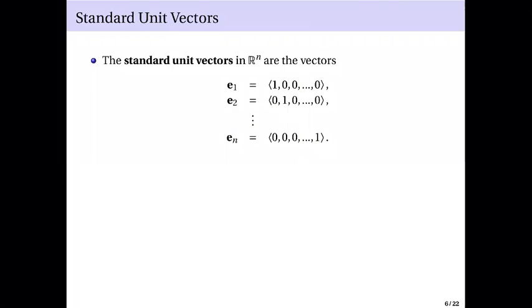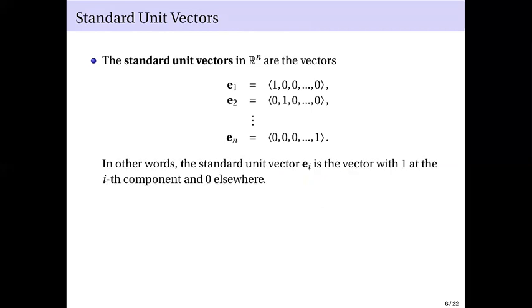So this means the standard unit vector Ei is the vector with 0, dot, dot, dot, then 0, 1, 0, dot, dot, dot, 0, and the 1 is in the ith component. The subscript tells you which component is equal to 1. So for the standard unit vectors in Rn, the standard unit vector Ei is the vector with 1 at the ith component and 0 elsewhere.